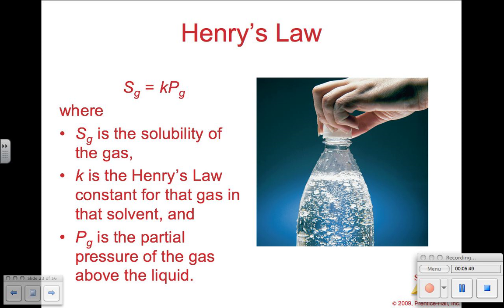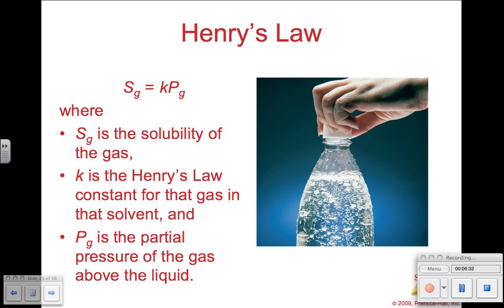This page also has Henry's law, which is Sg equals K times Pg, the little g representing whatever gas you're specifically talking about, and S is the solubility of that gas. K is a constant, and it has to be specific to the solvent that you're using, specific to that solvent and specific to the gas. P is the partial pressure of the gas above the liquid. So carbon dioxide might be different than methane as far as its solubility in water or an oil or benzene, you name it.